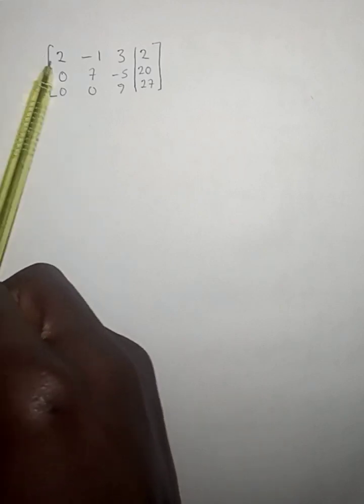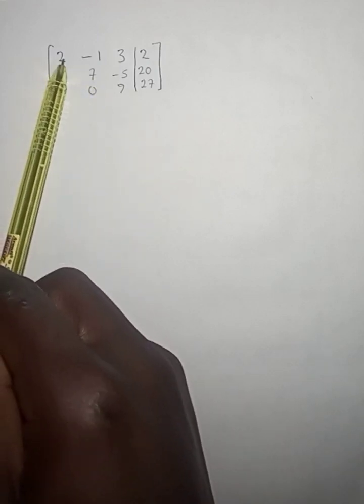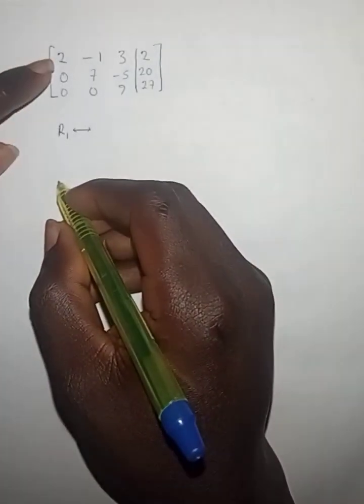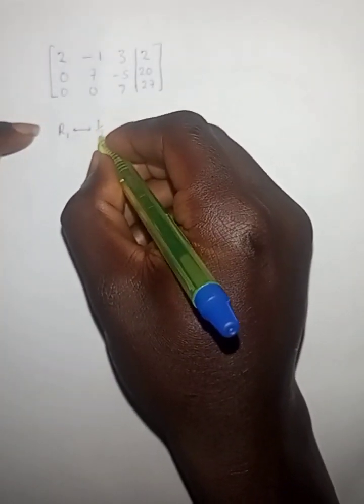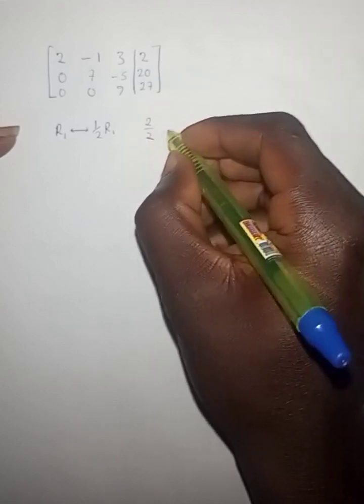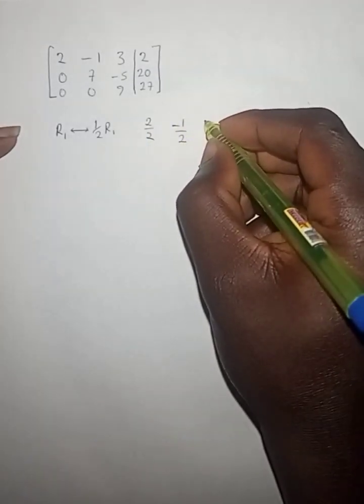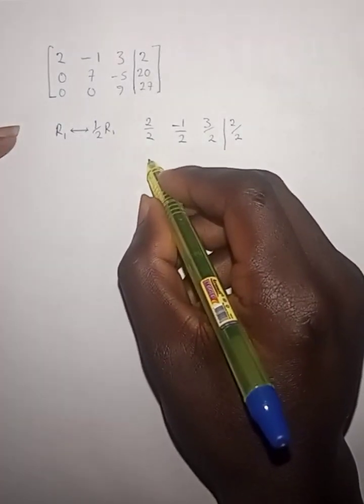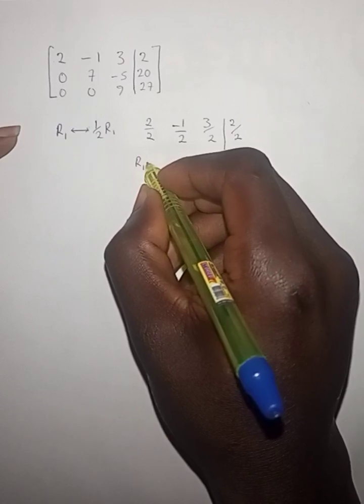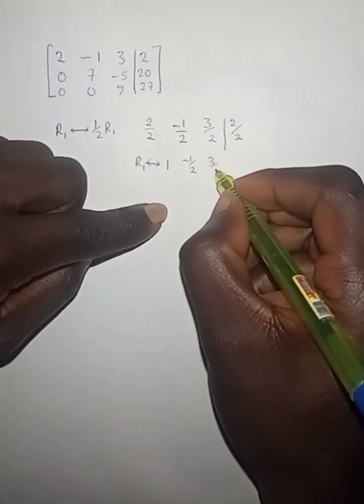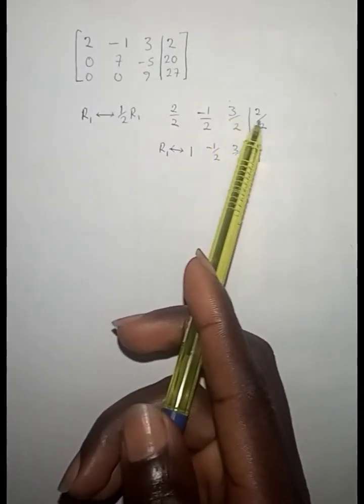Next, we have to make the diagonals to be 1, 1, 1, returning them to be ones. So for row 1, we'll divide row 1 through by 2. And we're going to be having row 1 as 2 divided by 2, minus 1 over 2, 3 over 2, 2 over 2. So row 1 will be 2 divided by 2 is 1, minus 1 over 2, 3 over 2, 2 divided by 2, which is 1.